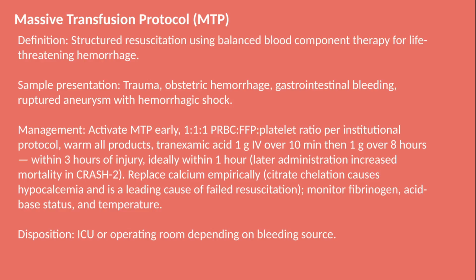Massive transfusion protocol is structured resuscitation with balanced blood components for life-threatening hemorrhage. Trauma, obstetric hemorrhage, gastrointestinal bleeding, ruptured aneurysm. The core lesson of the past 2 decades is that we resuscitate exsanguinating patients with blood, not with crystalloid, and in a balanced ratio approximating whole blood, red cells, plasma, and platelets at 1 to 1 to 1, or whole blood where available. Activate early because the protocol's value is in the logistics.